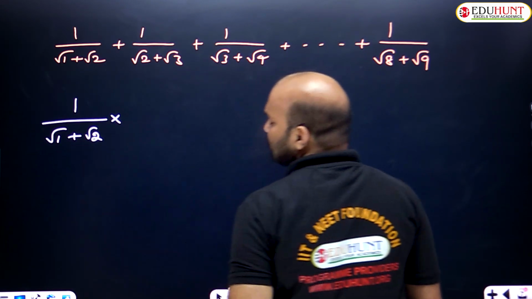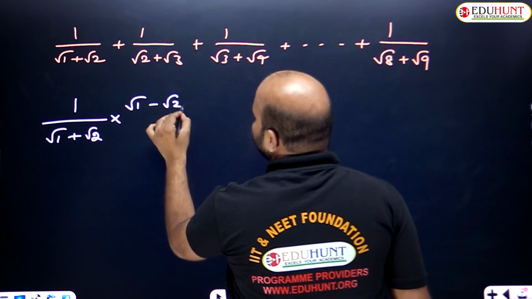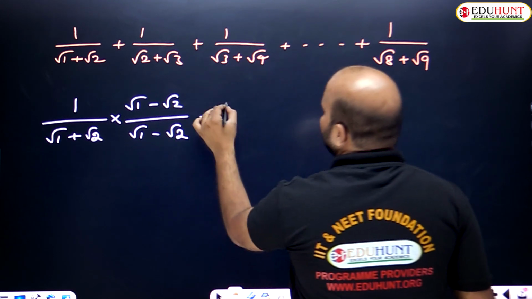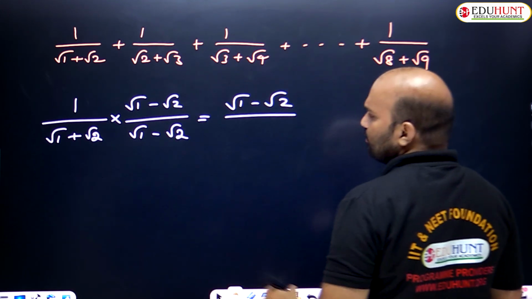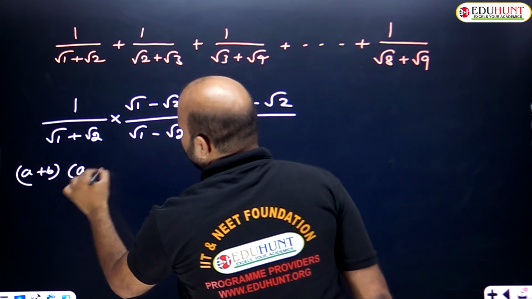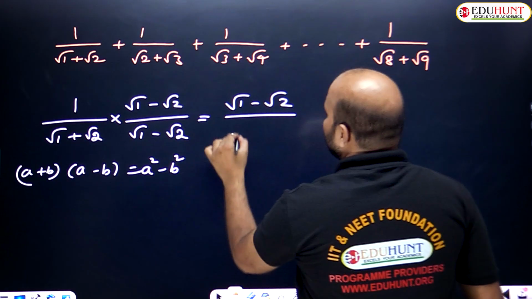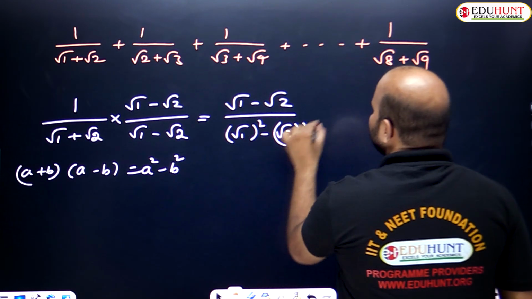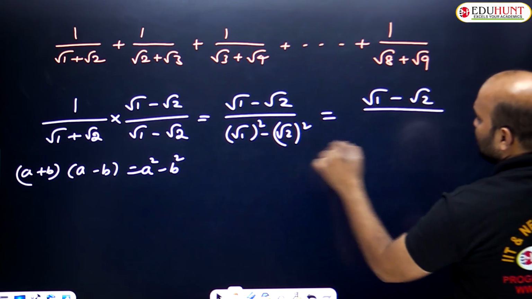So, in between the plus, both sides are multiplied by root 1 minus root 2 by root 1 minus root 2. So 1 into root 1 minus root 2, the value is root 1 minus root 2 by, this is in a plus b, a minus b form. So what is the form? A plus b into a minus b equals a square minus b square, nothing but root 1 whole square minus root 2 whole square.